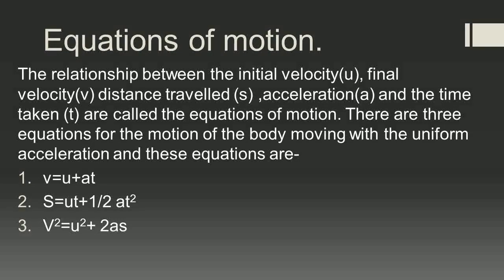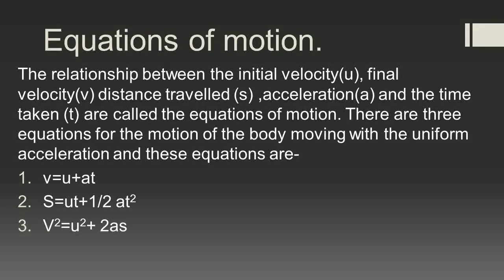There are three equations of motion for a body moving with uniform acceleration. The first is v is equal to u plus at, where v is the final velocity, u is the initial velocity, a is the acceleration, and t is the time. Here you can't change their sequence. The first will always be first, the second will always be second, and the third will always be third.